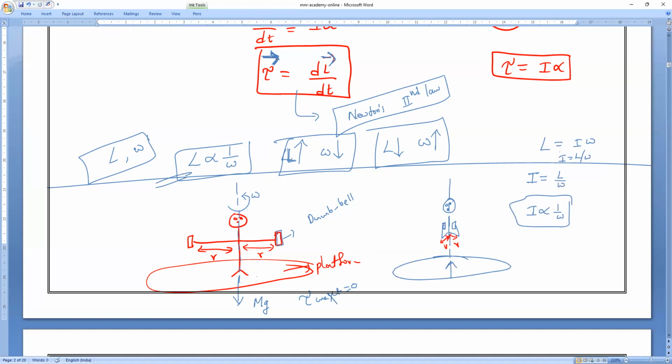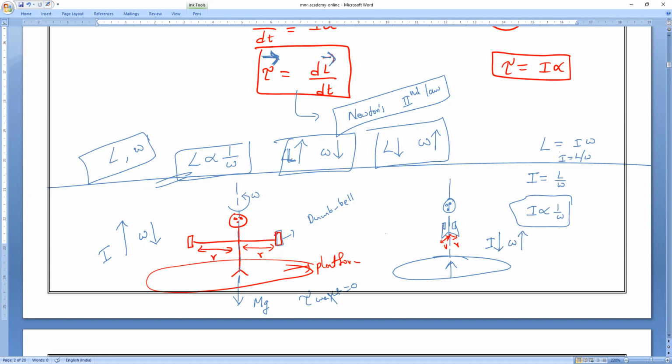If you observe very carefully, when R is greater, I also increases. So when the R value increases, the I value increases. If I increases, what will decrease? Angular velocity will decrease. Clear? Now here R is decreasing, so the moment of inertia will also decrease, but the angular velocity will increase.